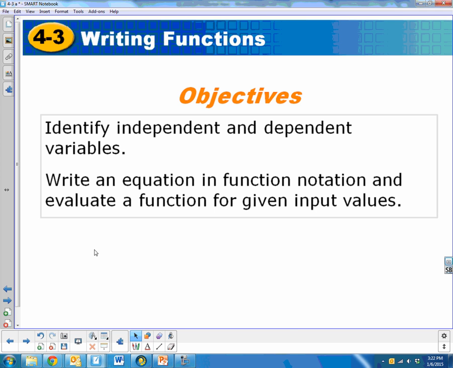So let's find out. We are going to do this one again in two parts. We are going to work on writing equations first for given input values, and we're going to see what we can do from there. We'll do identifying independent and dependent variables in a different lesson.